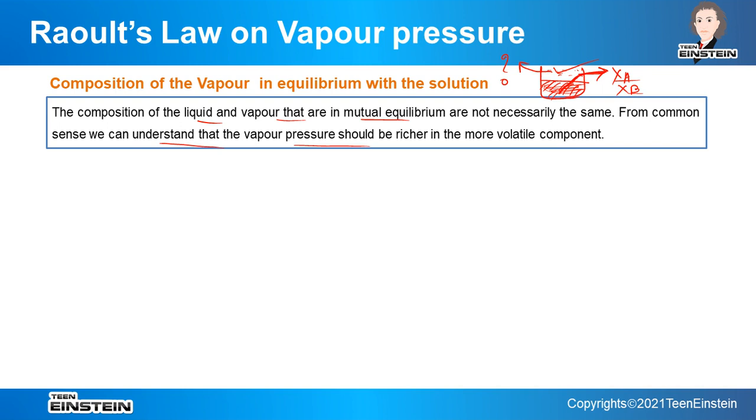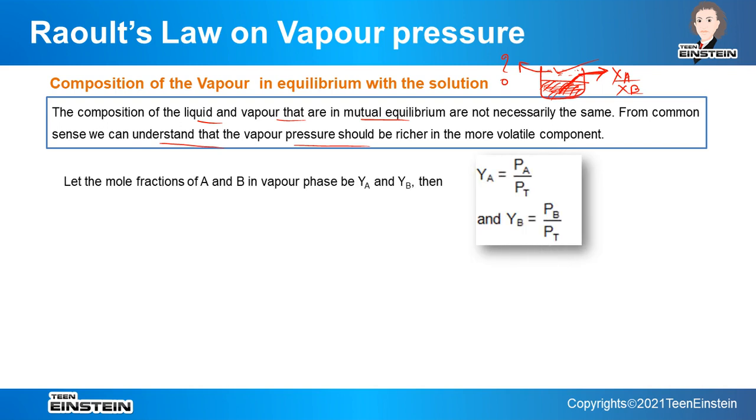So there are two mole fractions, one in the liquid phase, one in the vapor phase. In the liquid phase, how to find the mole fraction, we have already seen, is Na by Na plus Nb, that is the number of moles of A and B. If you know them in the liquid state, you can easily find Xa and Xb. But what about the mole fraction in the vapor phase? That is the next thing.